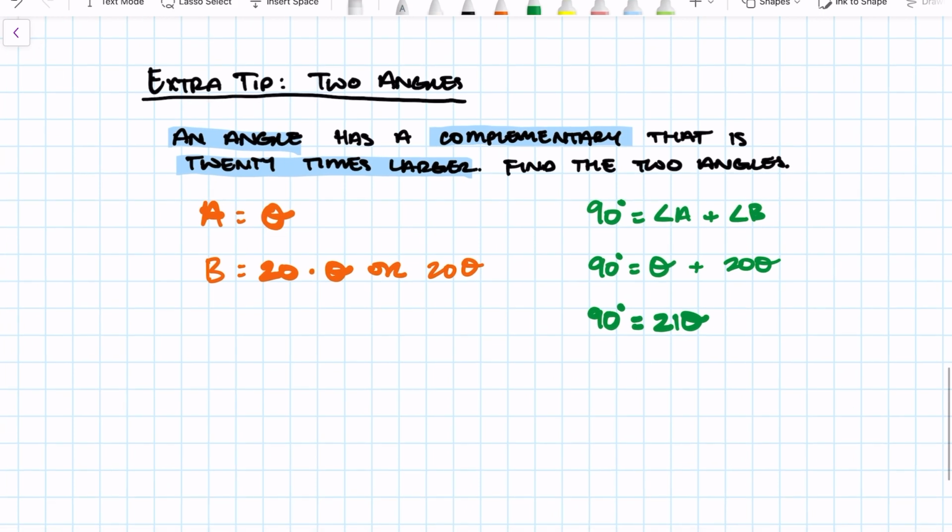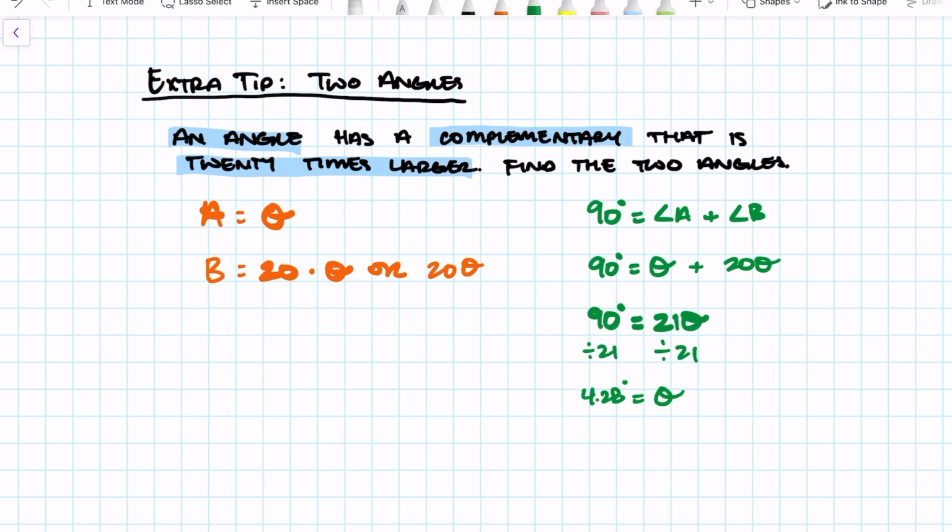After we divide both sides by 21, you should get 4.28. So on this side, we're going to get 4.28, or yeah, let's just leave it at 4.28. And that is what theta is. So 4.28 degrees is what the theta angle is. Now you're not quite done. You have to plug in the two numbers here.